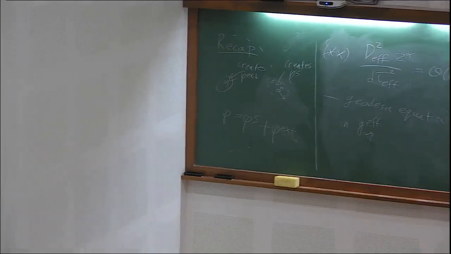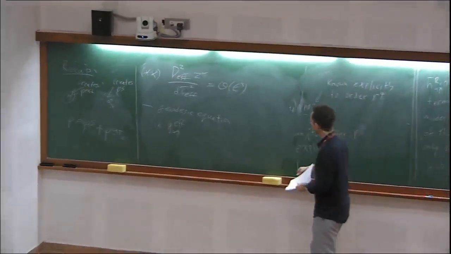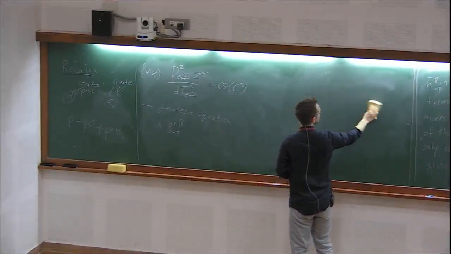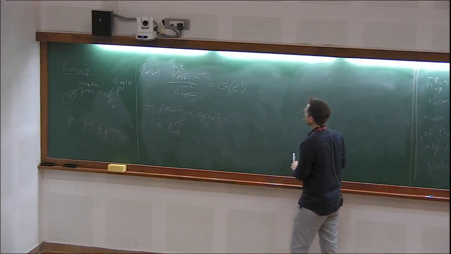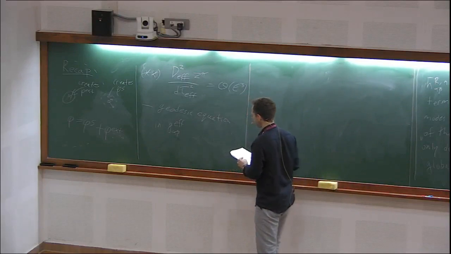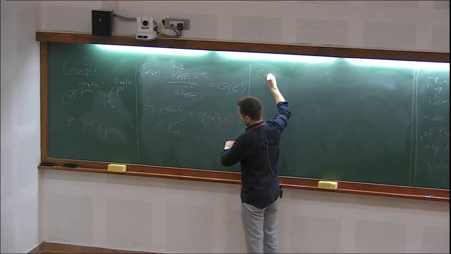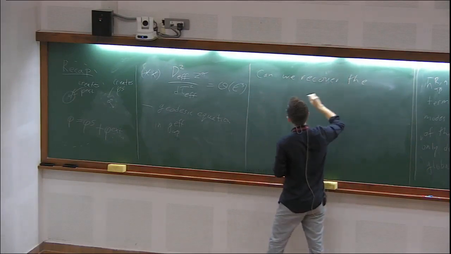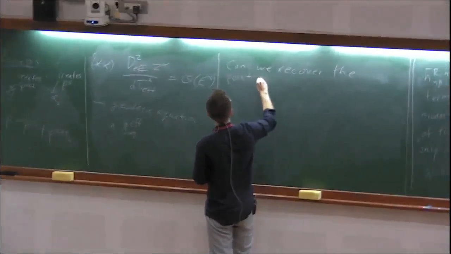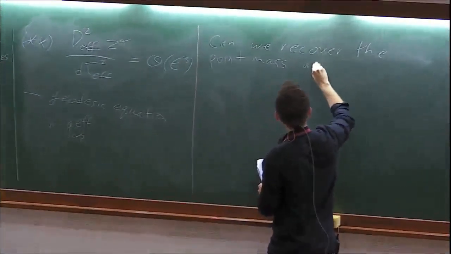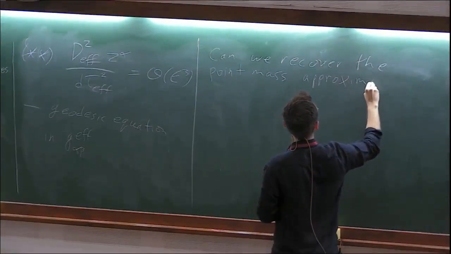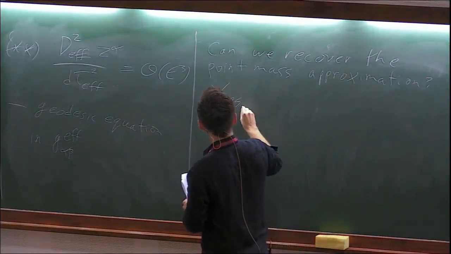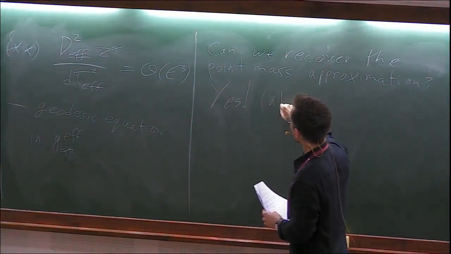Now here we're still thinking of a small extended object, whereas before we were thinking of a point particle. So how does all this relate to the point particle approximation? Can we recover the point particle or point mass approximation? The answer is yes, but only at first order.